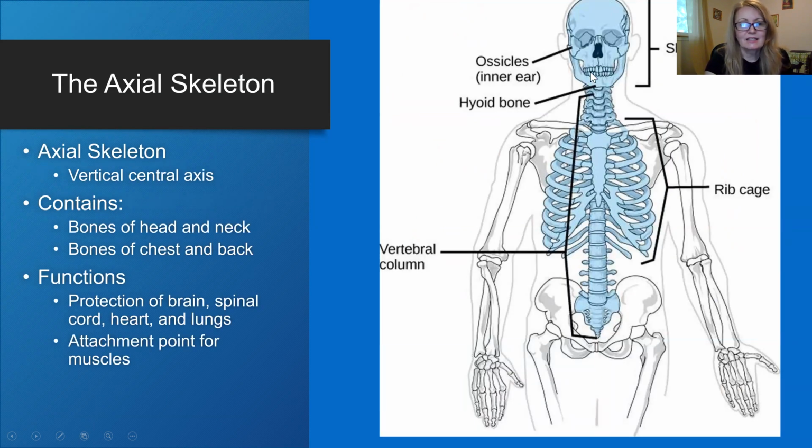So here's our axial skeleton, the vertical central axis of your body. It contains the bones of the head, neck, chest, and back, and functions in protection of the brain, spinal cord, and some of your internal organs located in the thoracic cavity. It partially even protects organs of your abdominal cavity, like part of the liver or stomach, but the main protection is of the lungs and heart. It is also an attachment point for muscles.